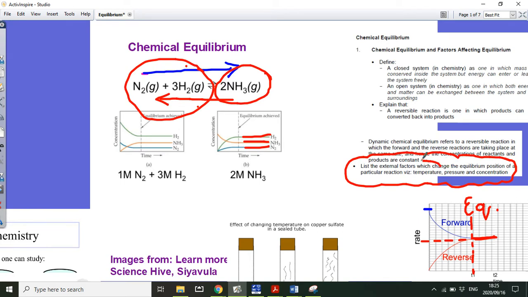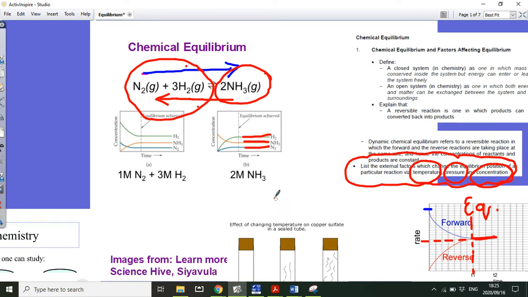So what I'm going to do is take each of these factors, and remember, it's only these three. Temperature, pressure, and concentration are the only things that can affect equilibrium. There's surface area and a catalyst that affect the general rate of a reaction, and you must keep that in mind still. But these three things will affect the equilibrium position.